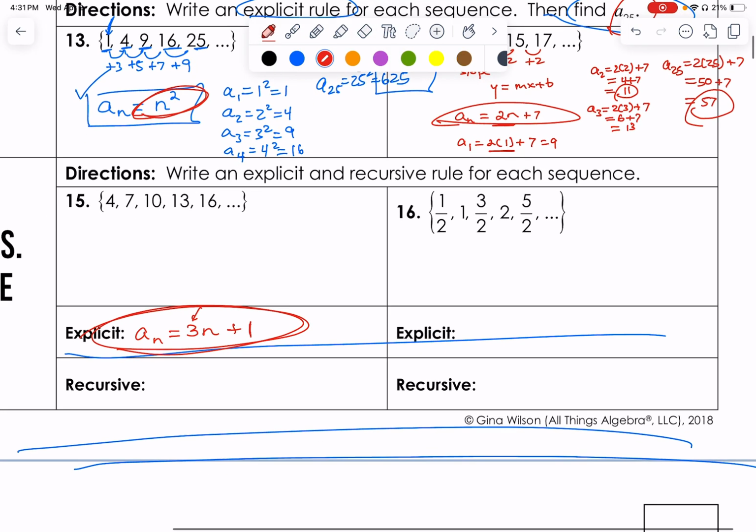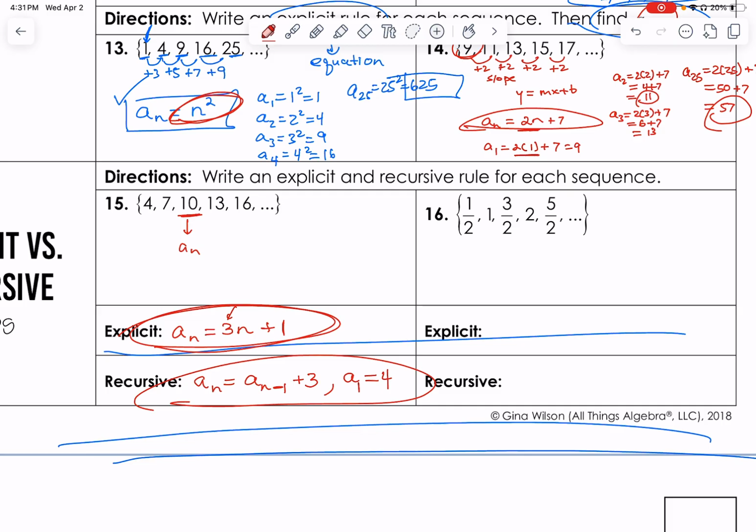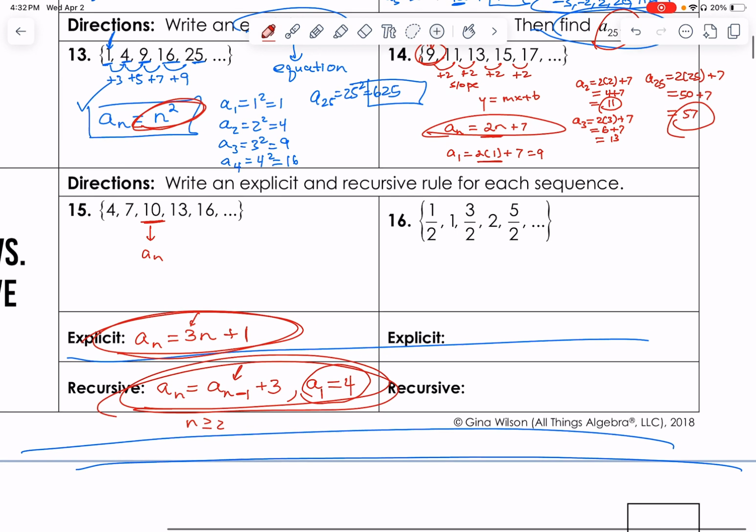Now let's do the recursive. The recursive is where I take the previous term. If I want to get the nth term, say that term right there, all I'd have to do is take the previous term, 7, so I'll call it a sub n minus 1, and add 3 to it. And then all I have to do is specify that a sub 1 starts at 4. There's the recursive. You also know that n has to be greater than or equal to 2, but they don't require that on the MC8. You just got to be able to do this, okay? But n has to be greater than or equal to 2 because you only needed the first term to start the pattern.